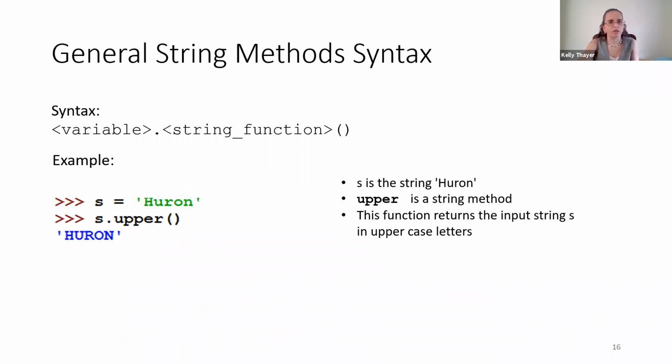Some general string methods syntax. If we're going to use the built-in methods, and so a method is like a function, but it pertains to a particular object. And so some of these are specifically actually methods. We don't need to worry so much about whether it's a method or a function for the moment, but it is important to get the general syntax because a number of these basically just follow the same type of syntax. So what we're going to do is we're going to have some variable, and then we're going to have some string function, and then we're going to have the empty parentheses.